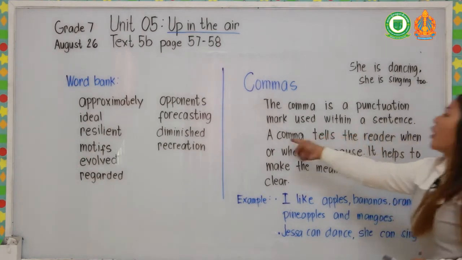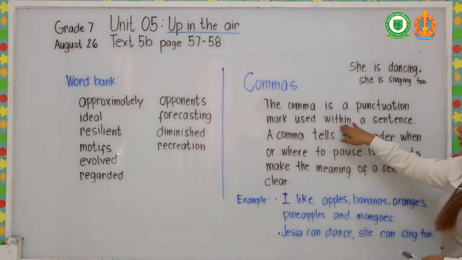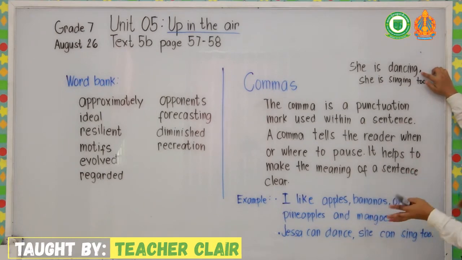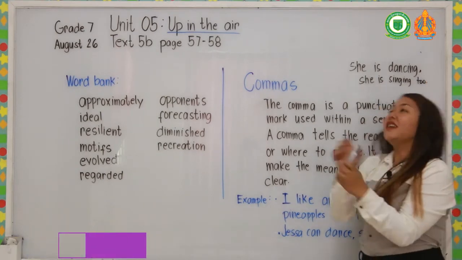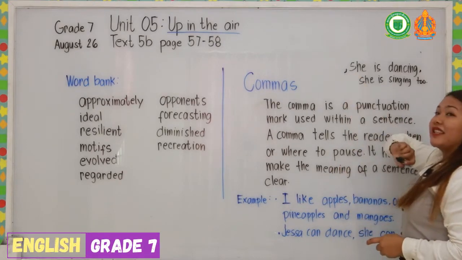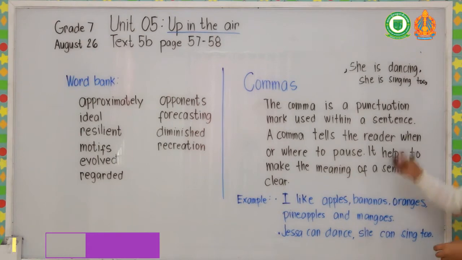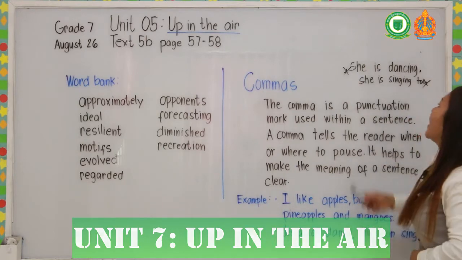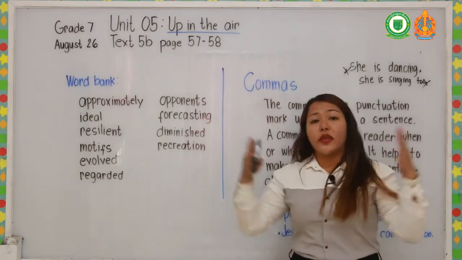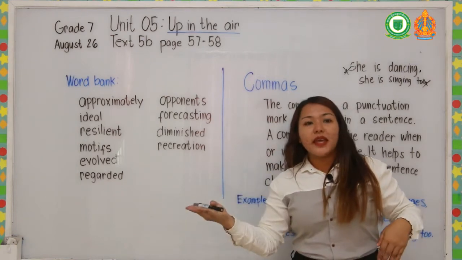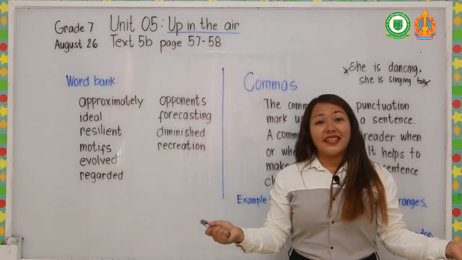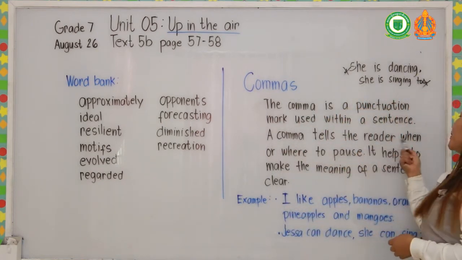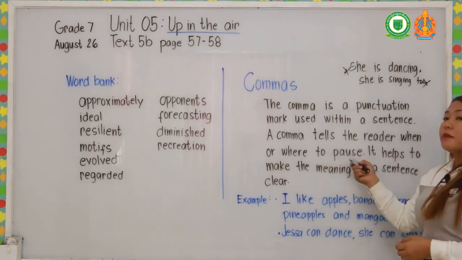So again, a comma is used within a sentence. This is a sentence and the comma is in the sentence. So you should not use a comma in the beginning of the sentence nor at the end of the sentence, because it's going to be wrong, okay kids? Remember that? So again, commas are used within a sentence, not in the beginning or at the end of the sentence. Next, a comma tells the reader when or where to pause.